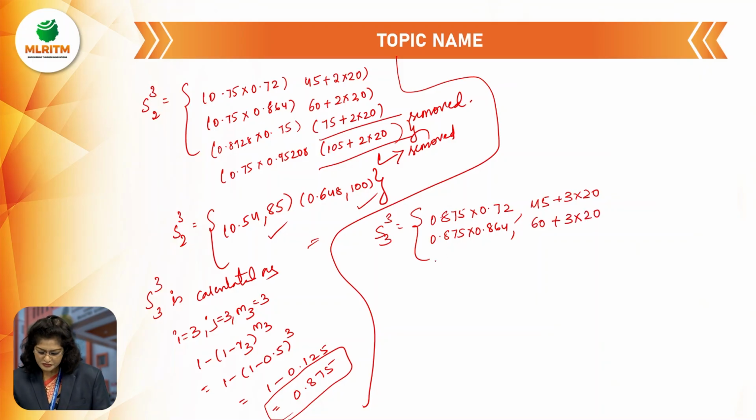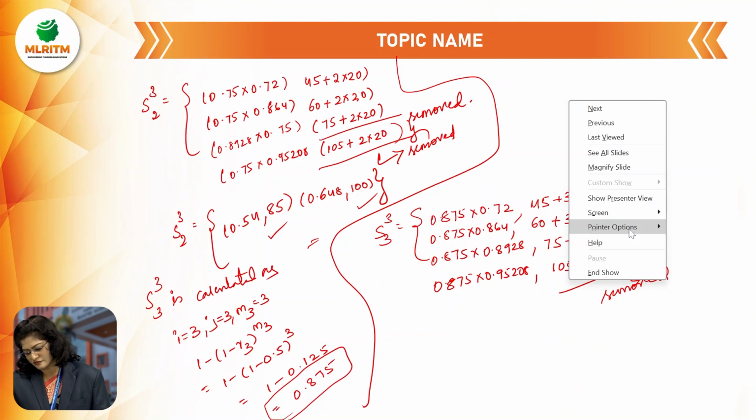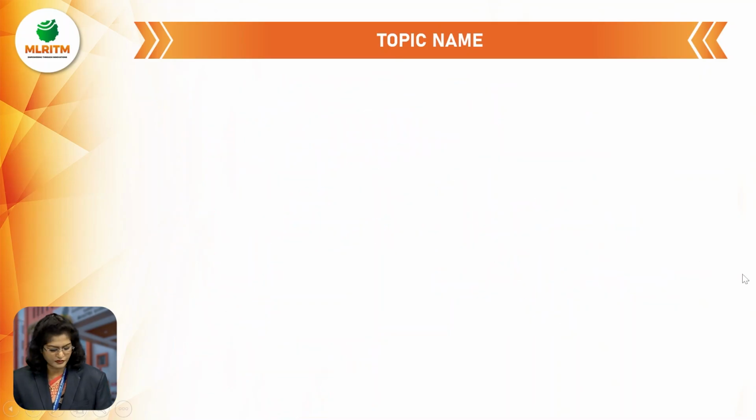Again. Now 0.875 into 0.8928. 75 plus 3 into 20. 0.875 into 0.9528, 105 plus 3 into 20. So by checking this, this is going to be removed. All the 3 parts you're going to remove.